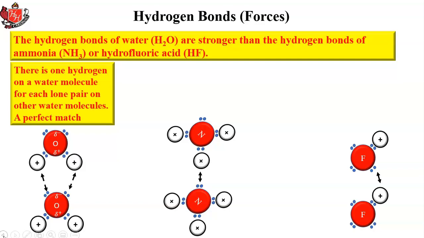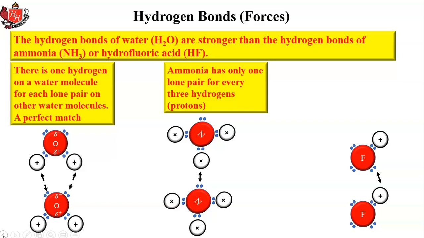So there's one hydrogen on a water molecule for each lone pair on the other water molecule, and that's a perfect match. Now let's compare that to ammonia, where nitrogen is bonded to hydrogen. Ammonia has only one lone pair, as you can see, on each molecule, and there's three hydrogens. So there's a 3-to-1 ratio of protons on an ammonia molecule for every one lone pair.